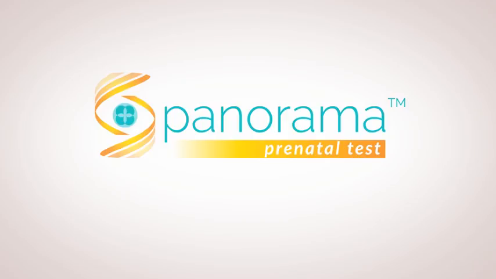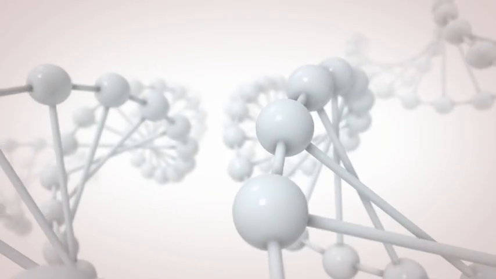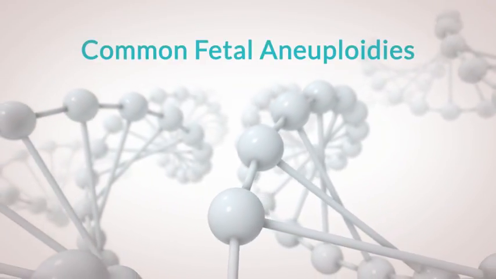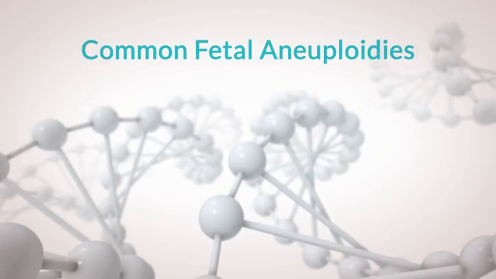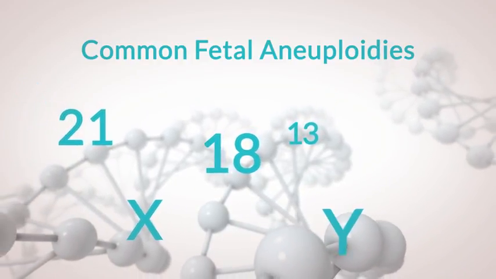Accurate and comprehensive, non-invasive prenatal screening is here. Natera has created the Panorama Prenatal Test to ensure you are giving your patients the best-in-class information regarding their pregnancy. Panorama can be used to screen for common fetal aneuploidies of chromosomes 21, 18, 13, X, Y, and triploidy as early as 9 weeks gestation.